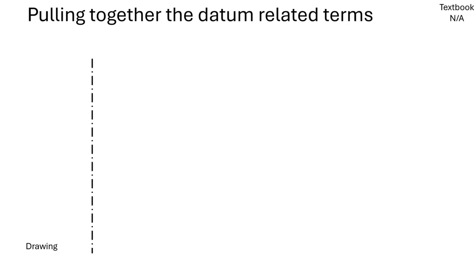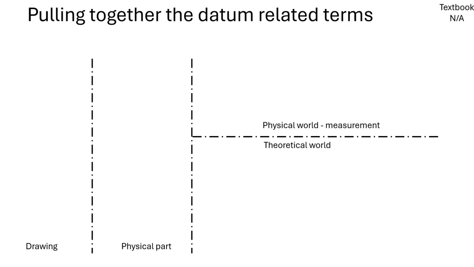Understanding what these terms are and how they relate to each other is fundamental to understanding how parts are dimensioned and measured. We start with what we see on a drawing. The drawing references a physical part. When we get to the measurement world, we talk in terms of what happens in the physical world and what happens in a theoretical world.